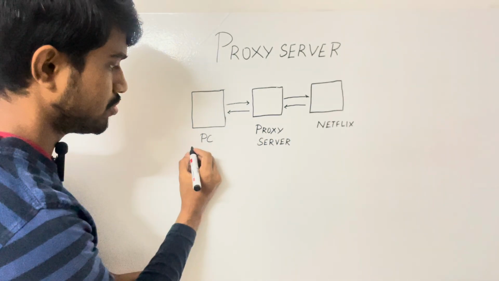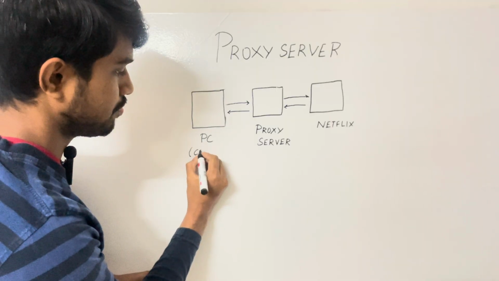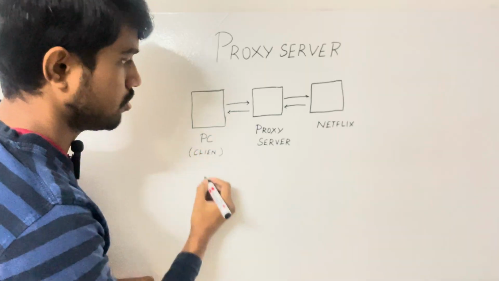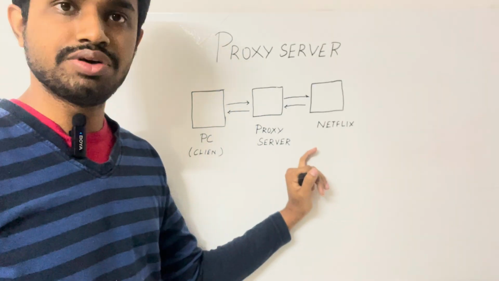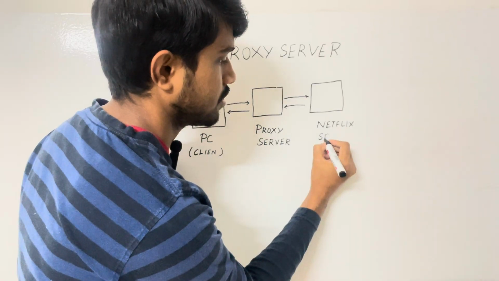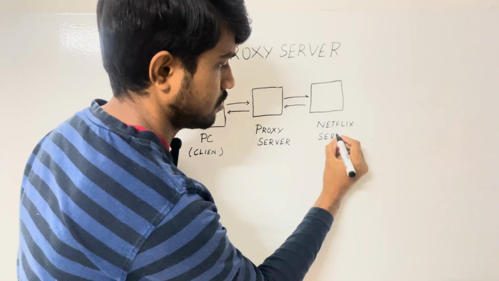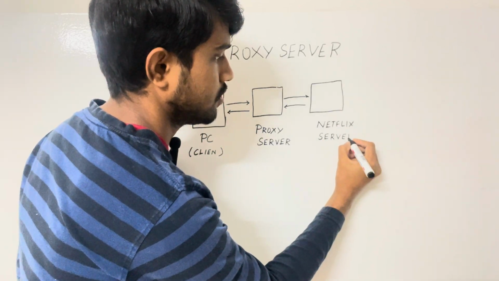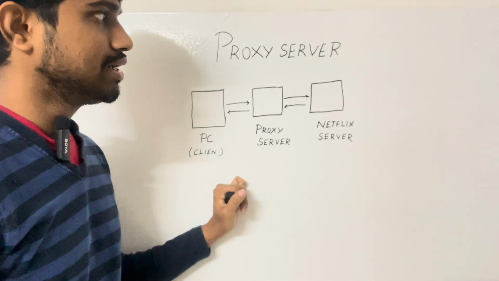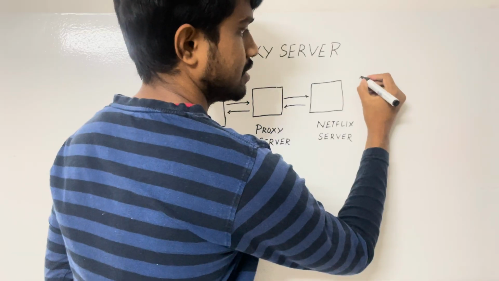So usually, as I mentioned, your PC on the internet is called a client, while other computers which are serving your request are called a server. This is called a Netflix server, right? So now why do we do this, right? So the first reason is to hide the client IP.